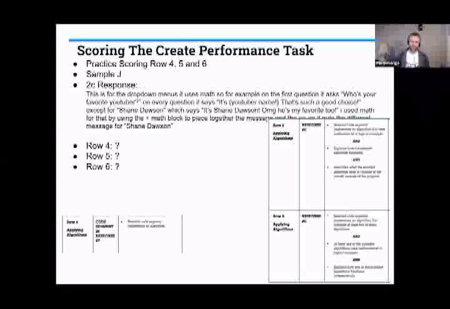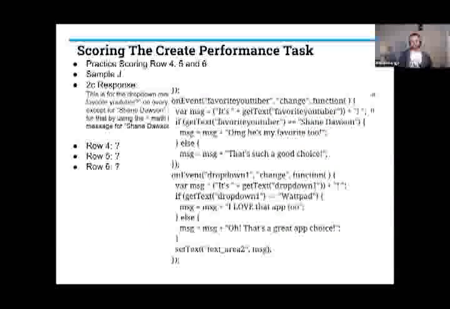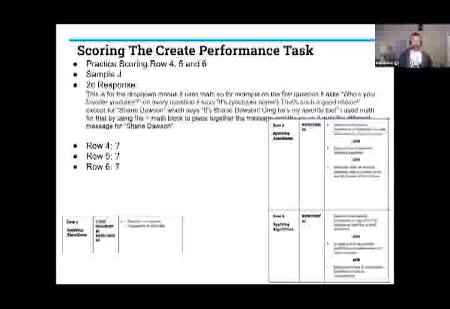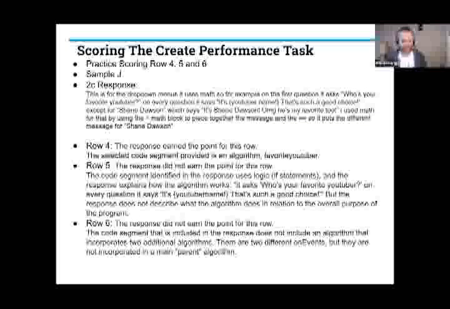All right, so here is the code that was used for sample J. Okay, all right, and so the student writes, this is for the drop-down menus. It uses math. So for example, on the first question, it asks, who's your favorite YouTuber? On every question, it says it's YouTuber name. That's such a good choice, except for Shane Dawson, which says it's Shane Dawson. OMG, he's my favorite too. I used math for that by using the plus math block to piece together the message and the double equals, so it puts the different message for Shane Dawson. All right, so that's what the student wrote for 2C.